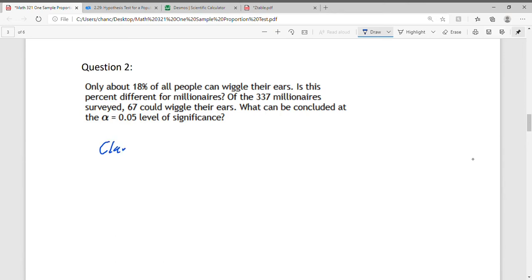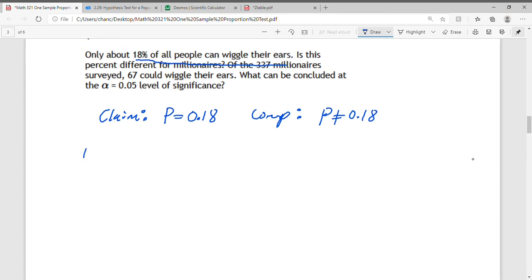What is our claim? The claim is 18% of people can wiggle their ears. So we're supposing that p equals 0.18, and the complement will be the opposite of this. That means p is not equal to 0.18. Now we can do step 1. For step 1, we'll state our null hypothesis and our alternative hypothesis. The null hypothesis is the one with the equals. So in this case, it's the claim. P equals 0.18. And the alternative is the complement. P is not equal to 0.18.